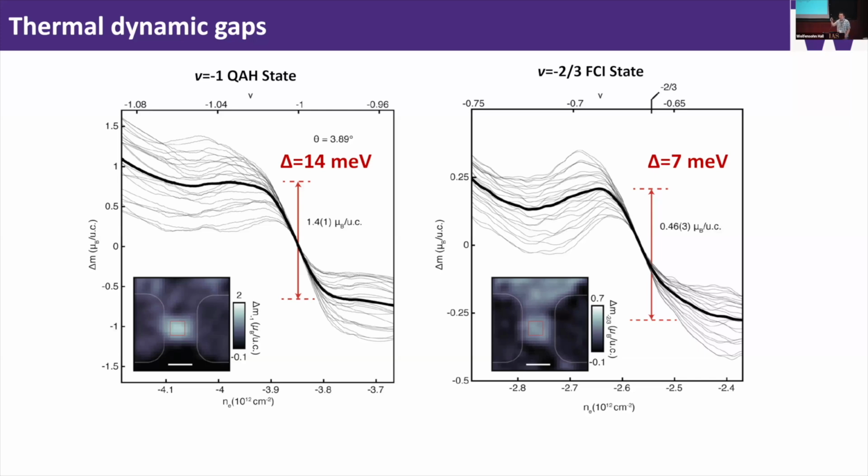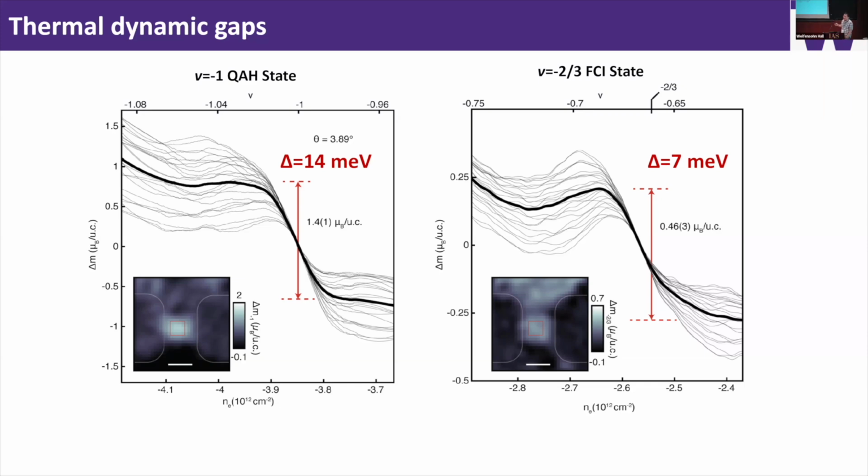When I say thermodynamic gap, I mean a gap of single particles. It's not a fractional charge gap. From these measurements, he inferred the thermodynamic gap is about 14 millielectron volts for the -1 state, the quantum anomalous Hall state. And for the -2/3 state, he shows that the thermodynamic gap is on the order of 7 millielectron volts. Of course, you see many curves here, coming from different parts of the sample. This shows that this particular sample we sent to them has some moiré disorder in the system.